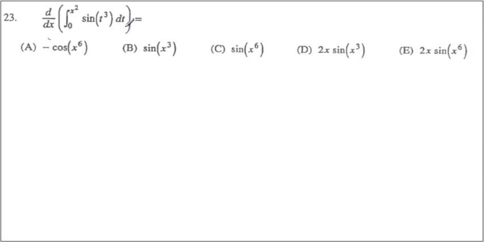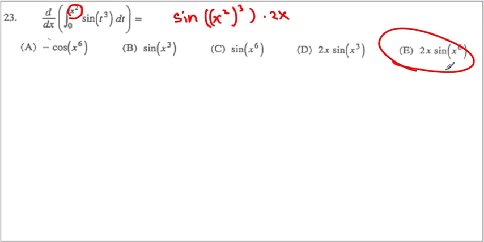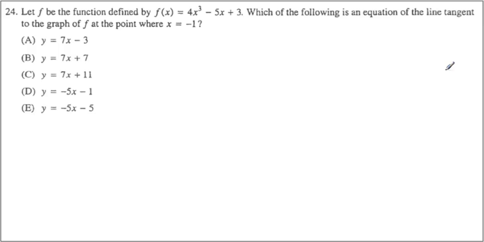Now, how are we going to do this one? We have to use the fundamental theorem of calculus, which tells us that x squared has to be placed in place of t, but don't forget about the chain rule. So we have sine of x squared to the third power times, by the chain rule, the derivative of x squared, which is 2x. Then this becomes our answer. So it has to have a 2x, that means it will be one of these two. X squared to the third power, so 2 times 3 becomes 6. So therefore our answer is choice E. Number 24, let f be the function defined in this way.